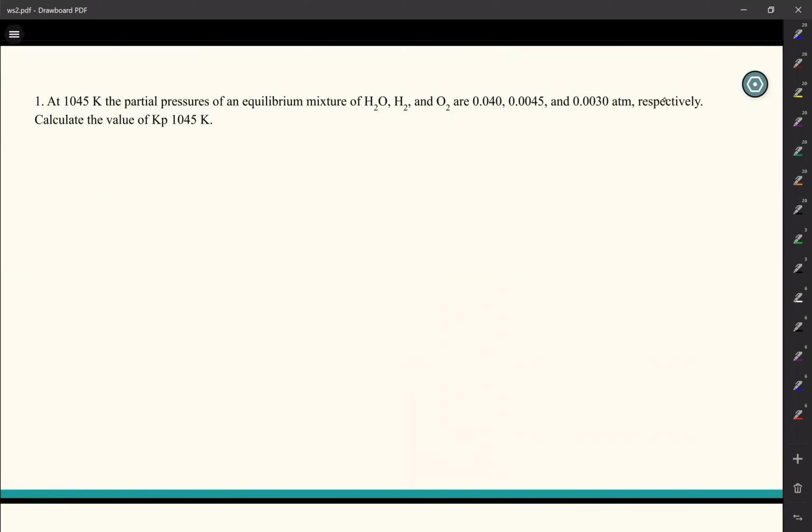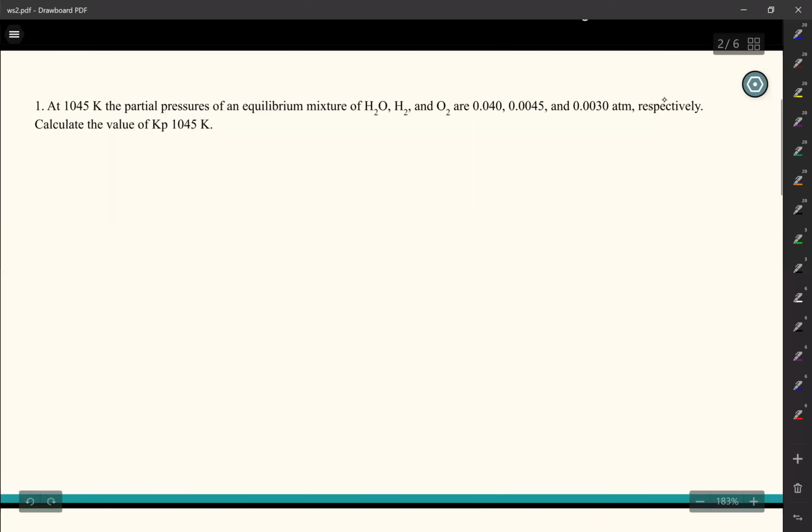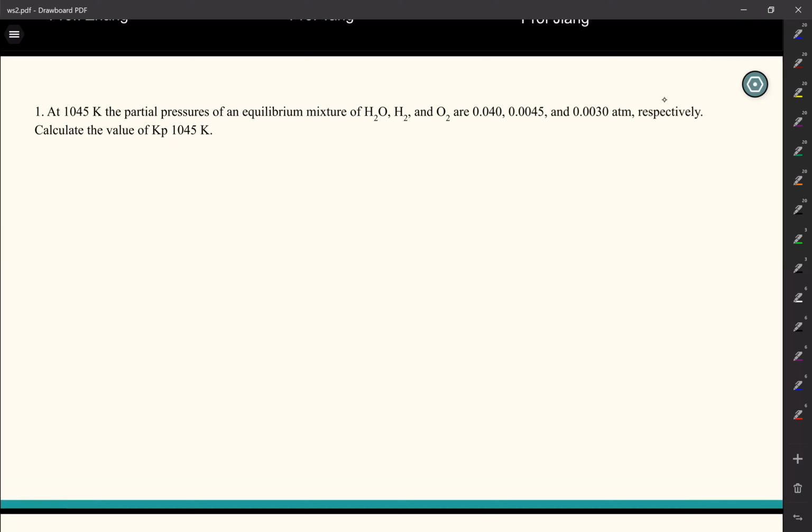So at 1045 Kelvin, the partial pressures of an equilibrium mixture are these numbers respectively. Calculate the value of K of partial pressures at the specific temperature. So I think the first thing we should do when we see anything having elements in it is make a balanced equation. So for this balanced equation, it would be the creation of water or the dissociation of water, whichever one you want to do, it doesn't matter. So I'm going to do the creation of water.